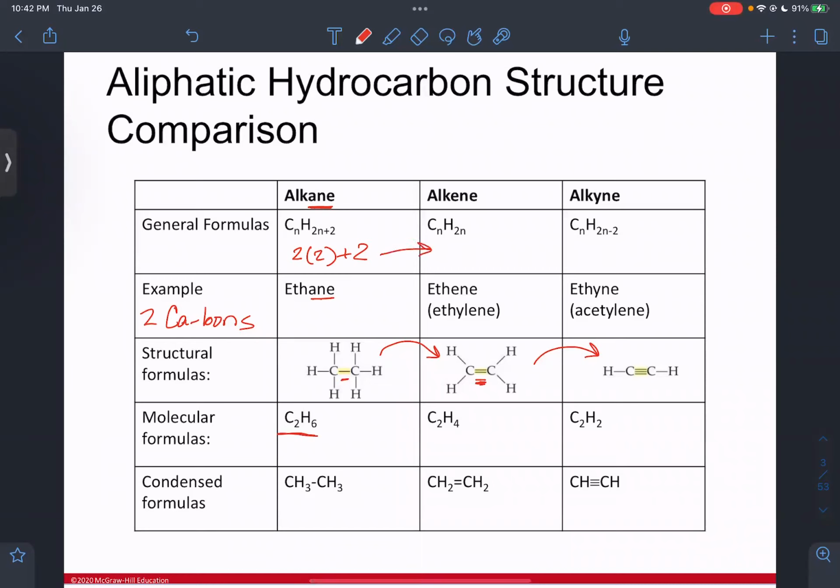As we go to an alkene, we lose that plus 2. So now if we had 2 carbons, it would just be 2 times 2, which is 4, and that's exactly what we have, 4 hydrogens in the molecule. Every time we move a category, we lose 2 hydrogens. So the next one is 2n minus 2, so 2 times 2 is 4, 4 minus 2 is 2. So that is C2H2. So you see the pattern.